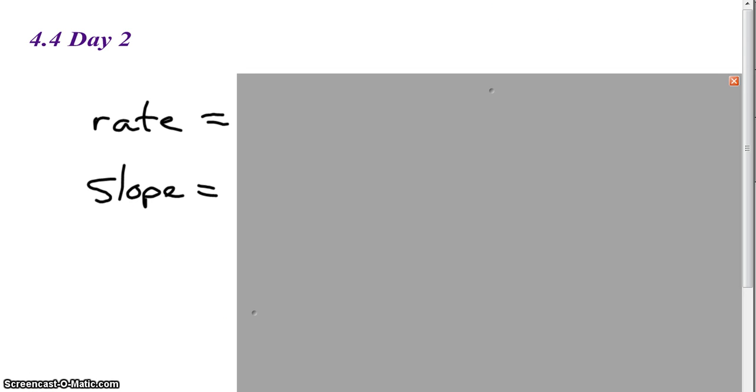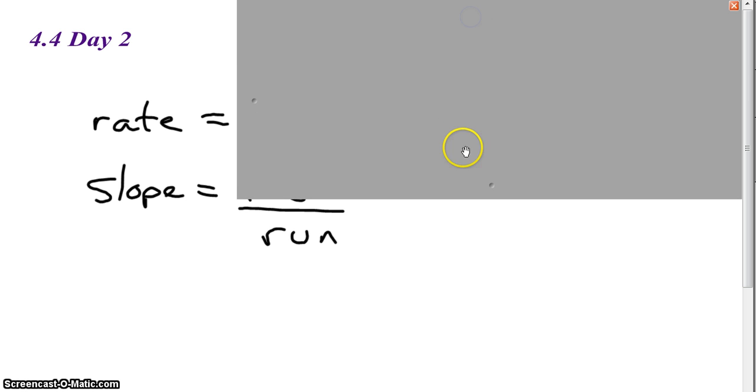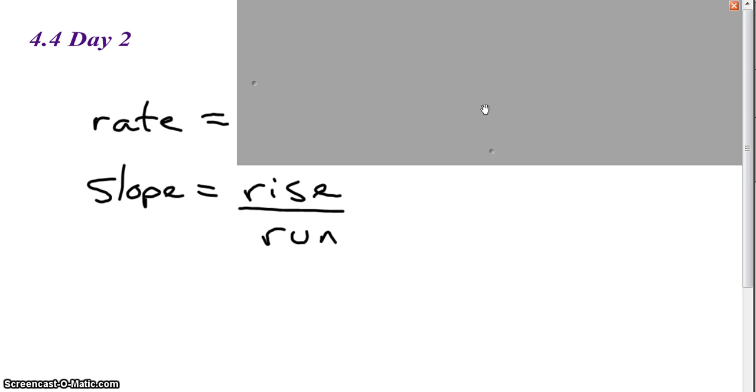Okay, so just a quick little lesson for the second day today. We're still working with slope. And now we have this word rate, which we have used before. So slope, what are the R words that go along with slope? Slope equals? Rise over run. Good. Yes. Okay, so we recall that slope equals rise over run.